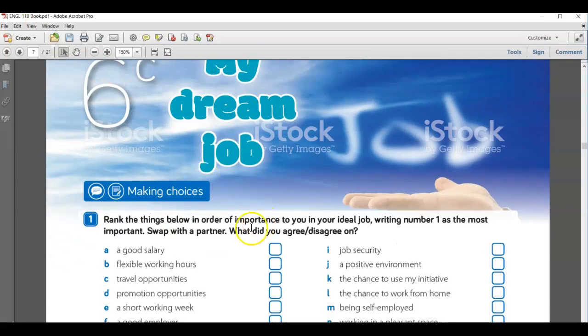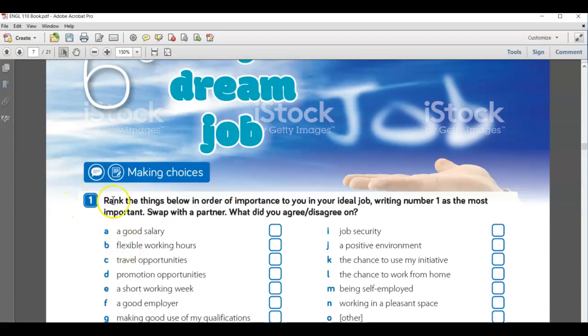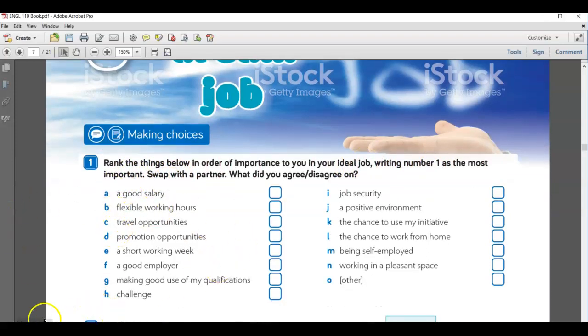And here, exercise 1, rank the things below in order of importance to you in your ideal job. Number 1 as the most important, and then the rest, okay? I'll explain this further in part 2 of today's lesson.